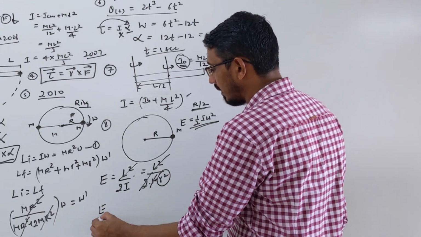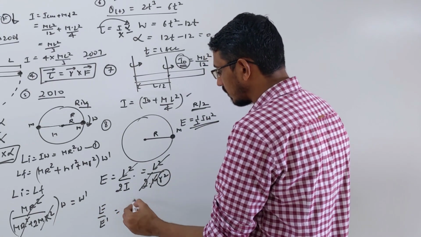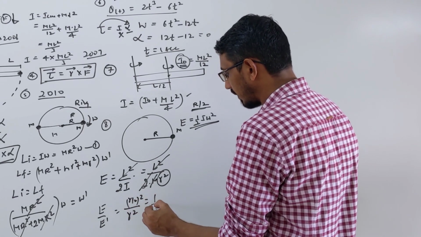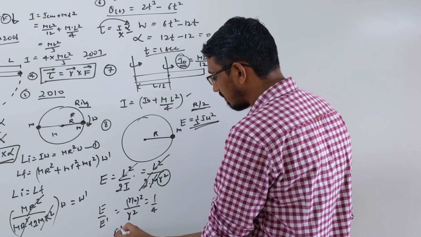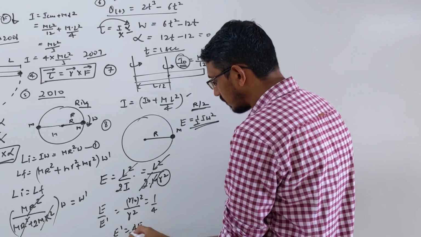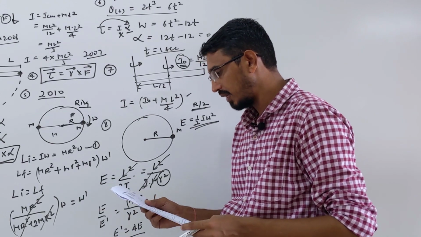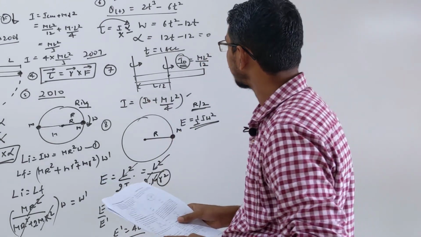The initial energy is given as E, the new energy E dash we have to calculate. The initial radius is r square, the new radius is r by 2 square, so this becomes 1 by 4. So you see that E dash becomes 4 times E. So the kinetic energy will be increased by 4 times. This is given in the fourth option.